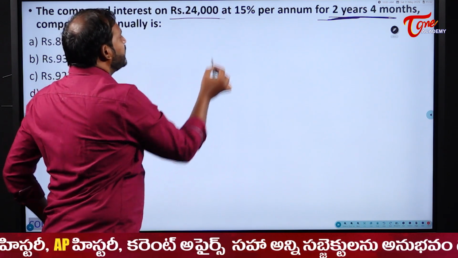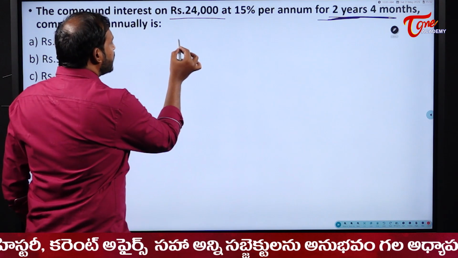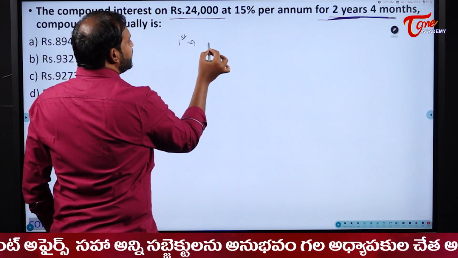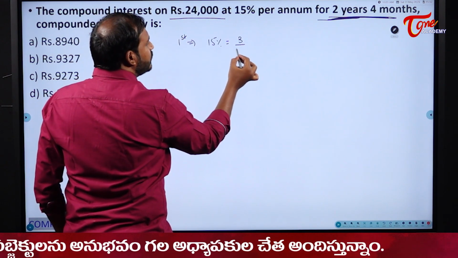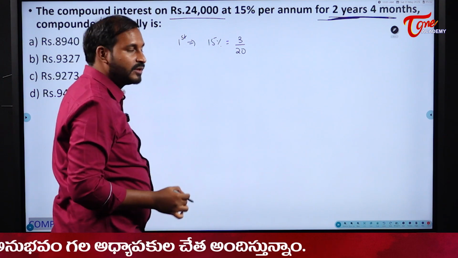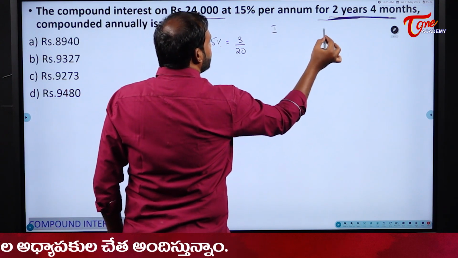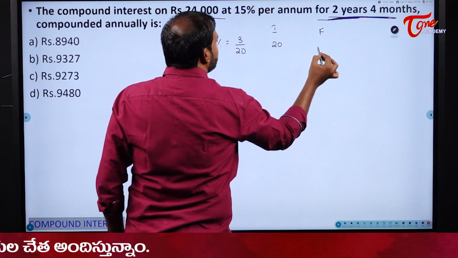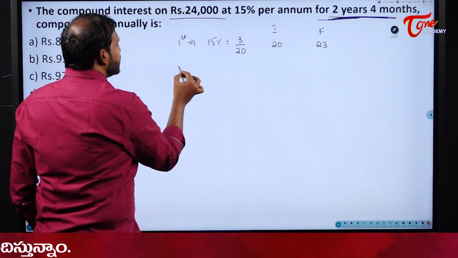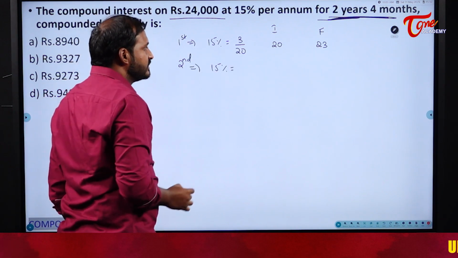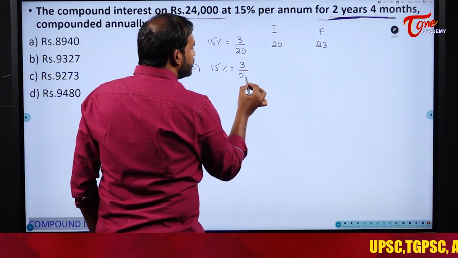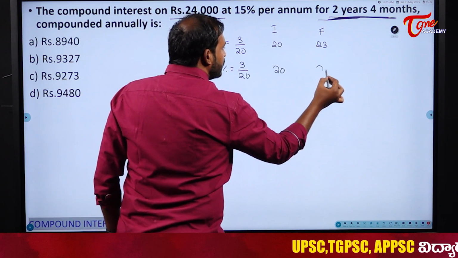For the first year, what is it? 15%. First year it is 15%. 15% means, as we have just seen, it is equal to 3 by 20. So initial and final: initial is 20, final will become 23. Okay, that is fine. Next, when it comes to the second year, once again it is increased by 15%. So this will become 3 by 20, so 20 and 23. Okay.